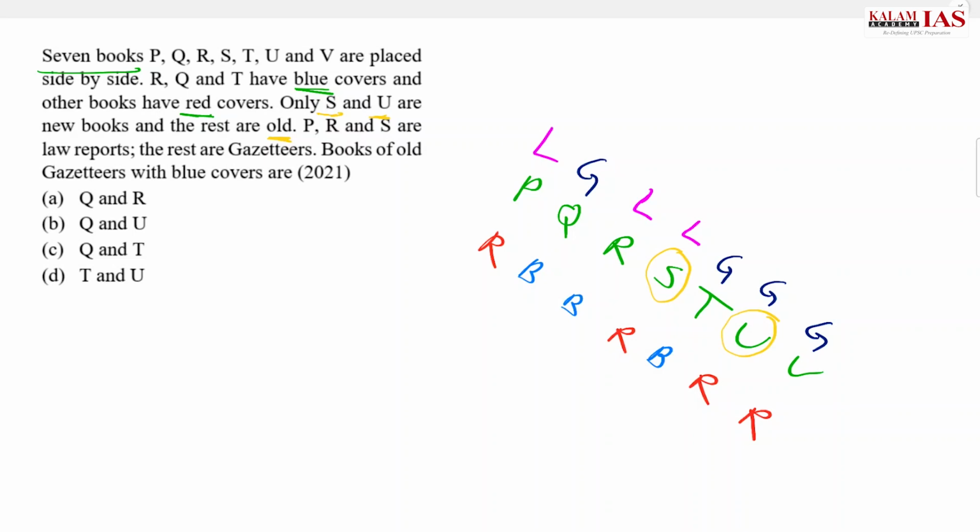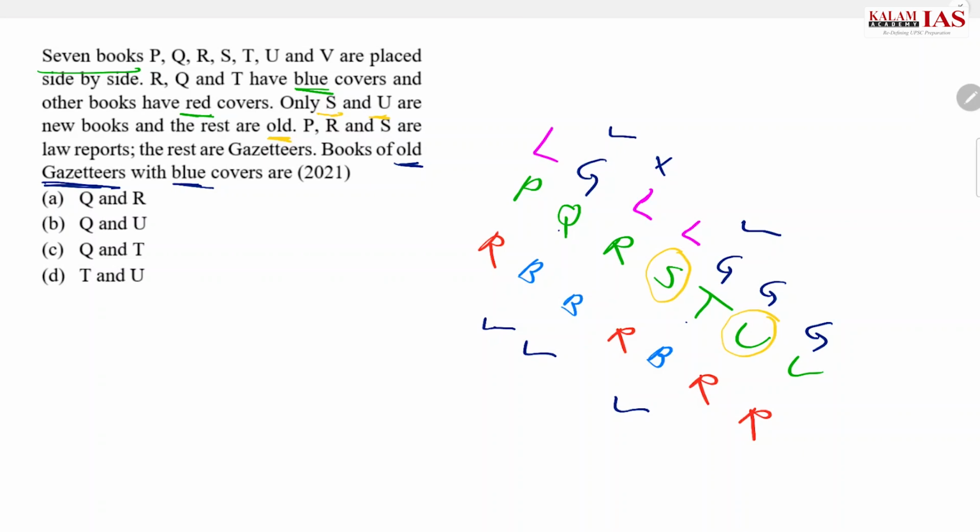Now we have to find books which are old, which are gazetteers and which have blue cover. So only this or this can be the option, because these 3 books only have blue cover. And then we have to see gazetteers. So gazetteer means only this and this is possible, this is eliminated. Now we have to see old books. Again in this we see both Q and T are new ones.